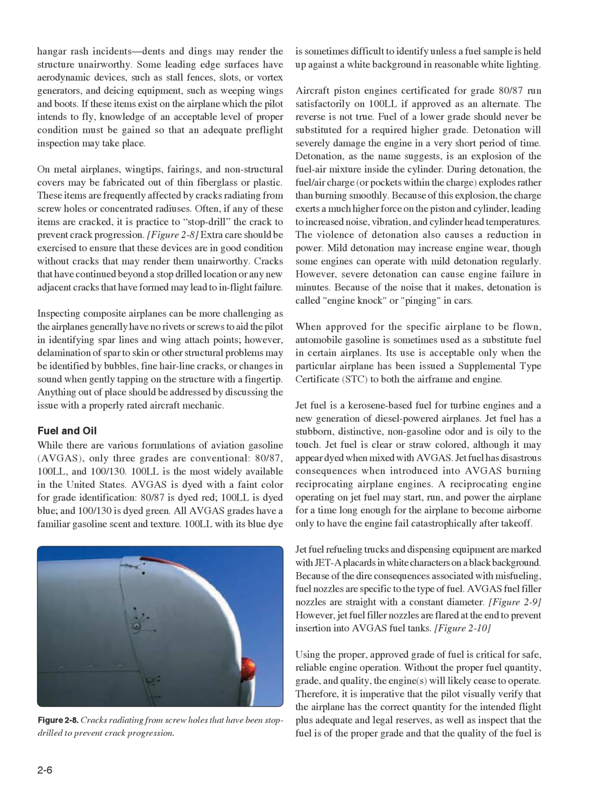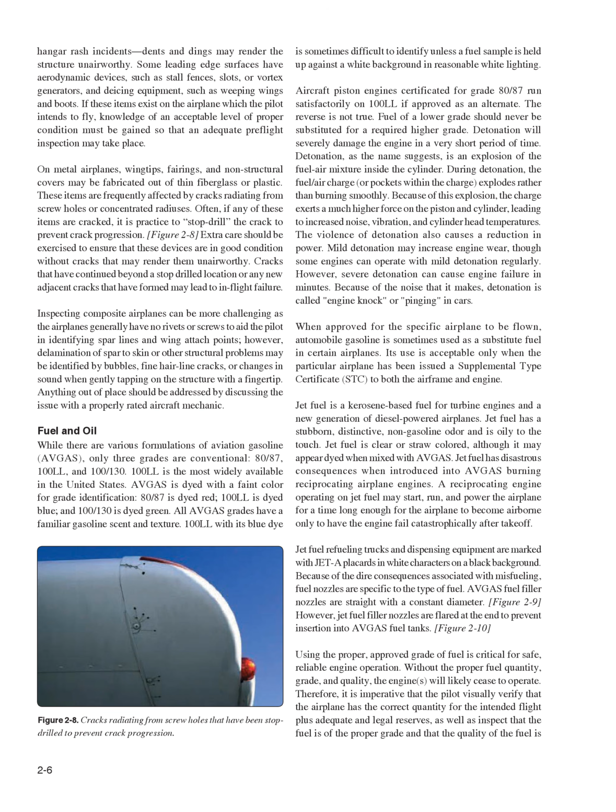Fuel and oil. While there are various formulations of aviation gasoline, only 3 grades are conventional: 80-87, 100 LL, and 100-130. 100 LL is the most widely available in the United States. This is dyed with a faint color for grade identification: 80-87 is dyed red, 100 LL is dyed blue, and 100-130 is dyed green. All of these grades have a familiar gasoline scent and texture. 100 LL with its blue dye is sometimes difficult to identify unless a fuel sample is held up against a white background in reasonable white lighting.